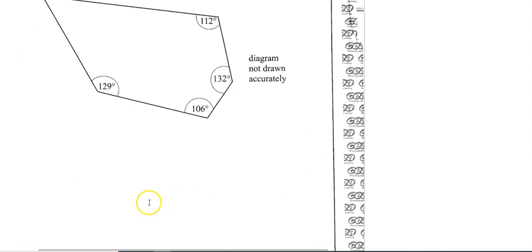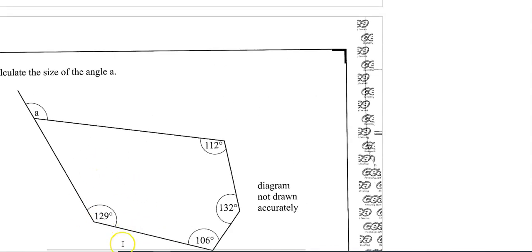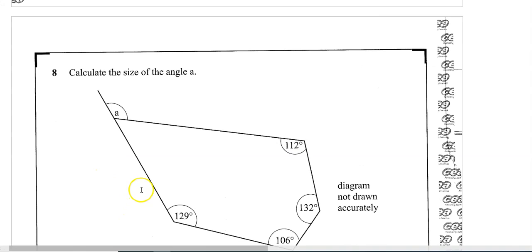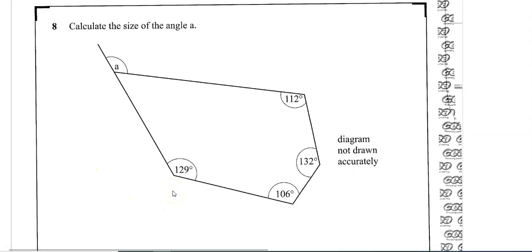Okay, next one says calculate the size of the angle A. Let me zoom over a wee bit. Right, first thing I'll do is find this angle. How do we find that angle? We've got 1 side, 2 sides, 3 sides, 4 sides, 5 sides. So we've got a pentagon.